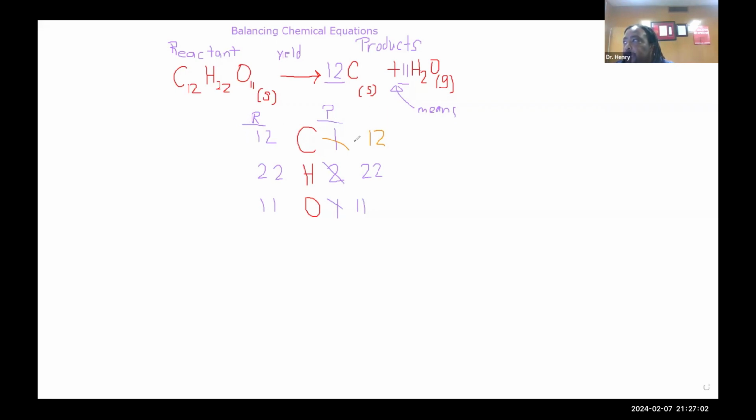Okay, so our reactant said that we had 12 carbons. Our product says that we have 12 carbons. Our reactant side says we have 22 hydrogens. Our product side says we have 22 hydrogens. Our reactant side says we have 11 oxygens. Our product side says that we have 11 oxygens. So we have a balanced chemical equation.